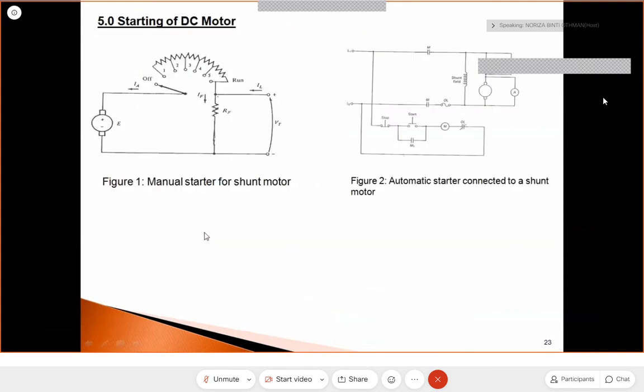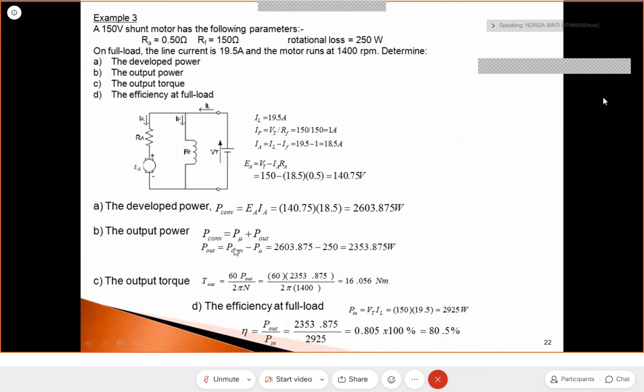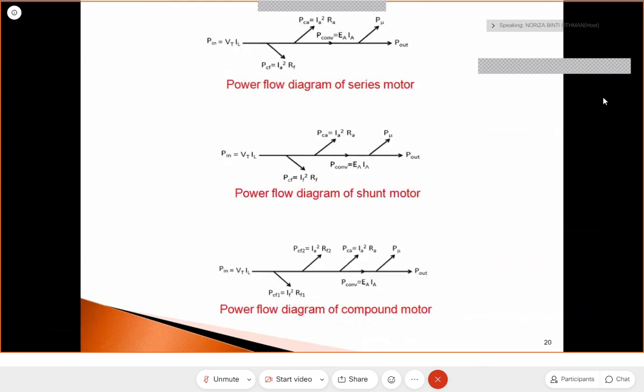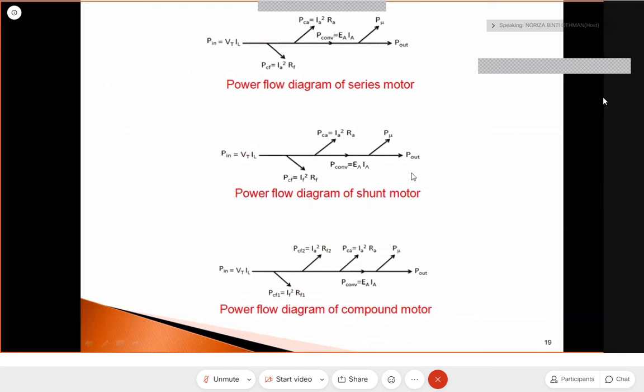Okay. And then the output torque. So you kena dapatkan P out, sebab nak guna formula dia. P converted equal to P mu plus P out. Ini boleh tengok daripada power flow tadi. Ini apa? Shunt motor eh. So shunt motor, P converted equal to P mu plus P out. So you boleh dapatkan P out kat sini.